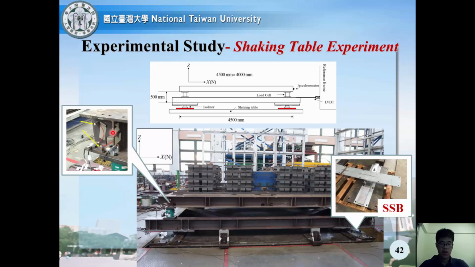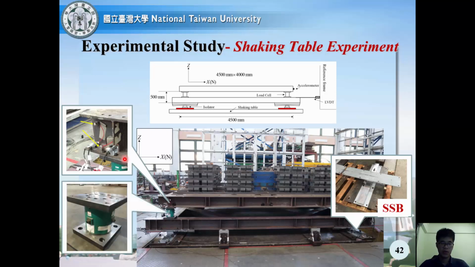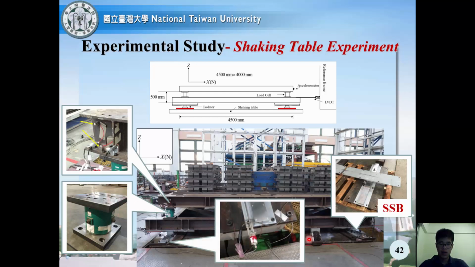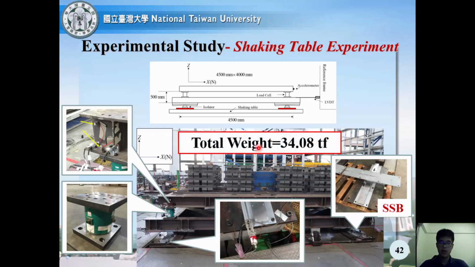And here are the accelerometers, which have 3 accelerometers for measuring the X, Y and Z directions respectively on each corner. And then this is the load cell, and this is the LVDT for measuring the displacement response. The total weight of the system is equal to 34.08 ton, and we assume the superstructure is rigid in our experiment.